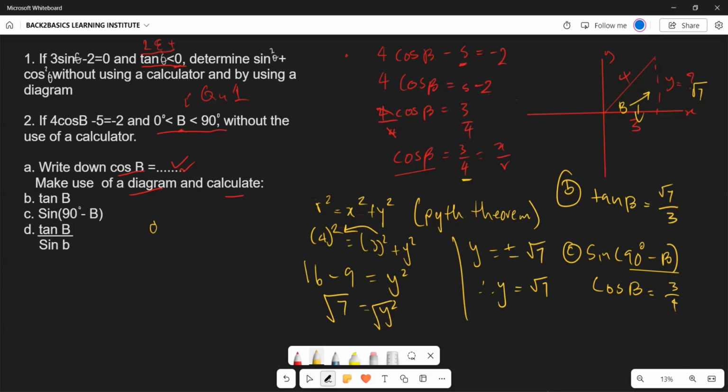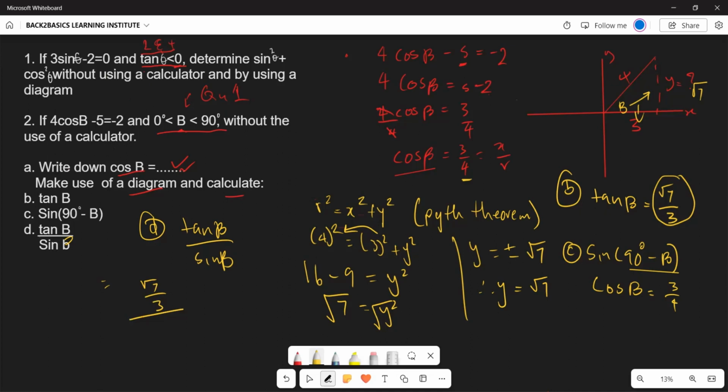Now let's look at your number D. Now, what is it that you are going to find in number D? Look, in number D, they want you to find tan of B over sine of B, right? Sine B must be a capital letter, right? So now what is it that you're going to do? Now let's start here. What was your tan of B? Remember, you already calculated that. It was the same as root 7 over 3.